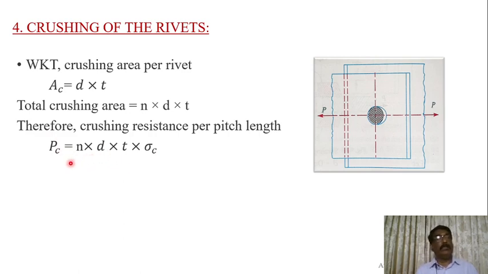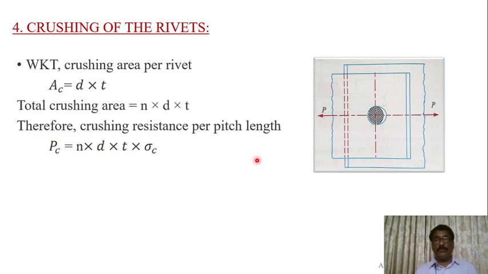And coming to the units, again the diameter of the hole should be in millimeters, thickness should be in mm, and crushing stress in newton per mm square. So the unit you are going to get for the crushing resistance will be in newtons, because mm square cancels out, and you will get Pc in newtons.